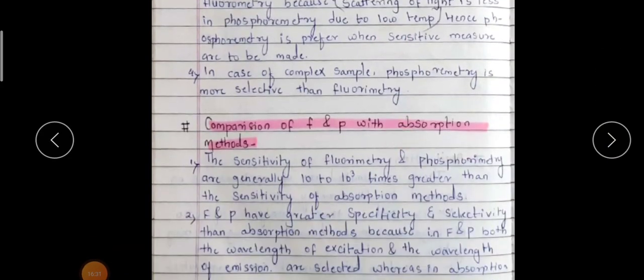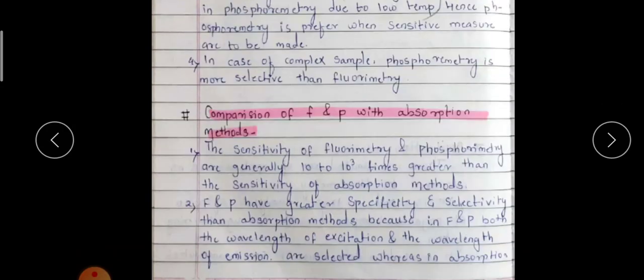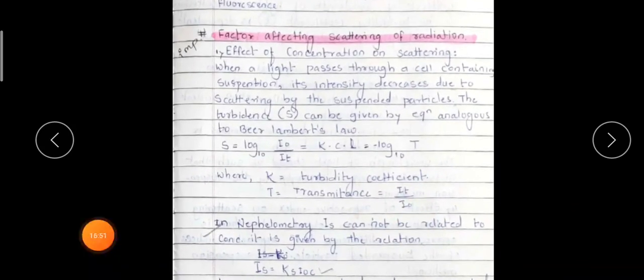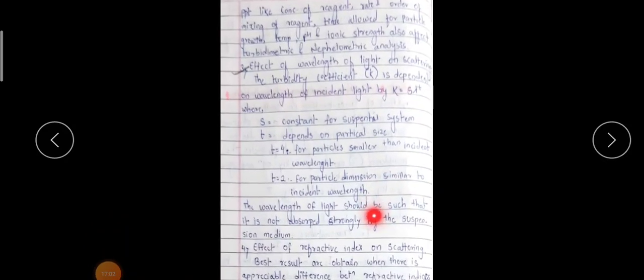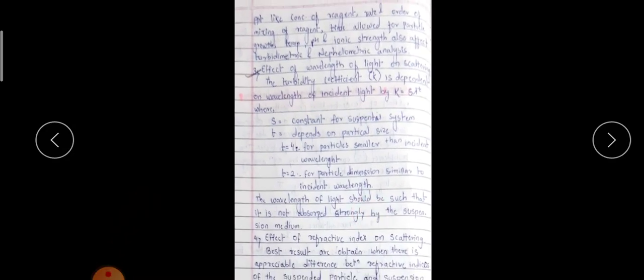Then we come to know the comparison of fluorimetry and phosphorimetry with the absorption methods. A few points we have to see, 2 to 3 points are there: sensitivity, and we have talked about that. Then we have seen the factors which affect the scattering of radiation. One was the effect of concentration, second was the effect of particle size, then the effect of the wavelength of the light, and the fourth one was the effect of the refractive index.